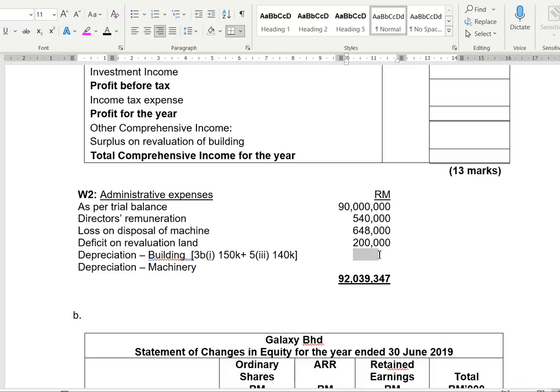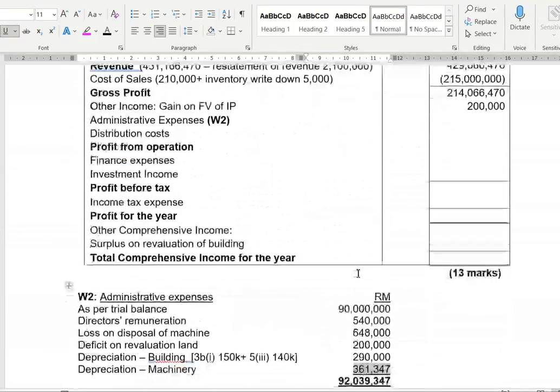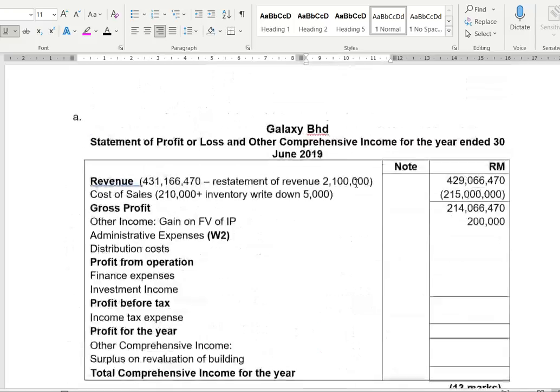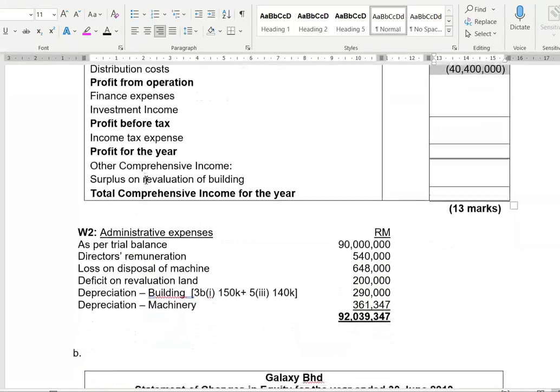Depreciations: we have done the calculation much earlier, so go and check the amount for building. 150 is from the adjustment 3B1, and 140 is from the adjustment 5.3. Go check them. Depreciation of machinery, we have already done the calculation, and that would be 361,347. That was from these yellow workings I've shown here for current year depreciation for machine. Done. Now you have the total of 92,039,347 for the item admin expenses. For the distribution cost, no adjustment.